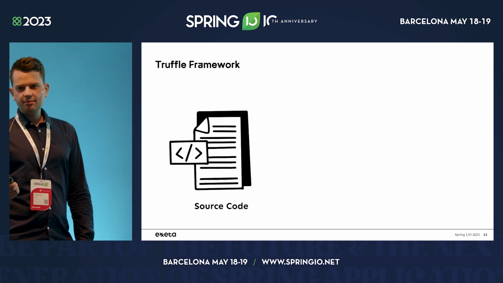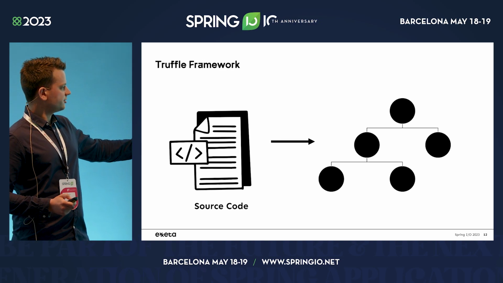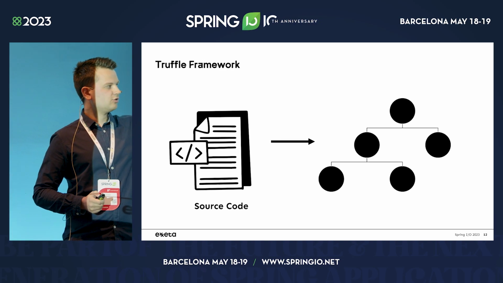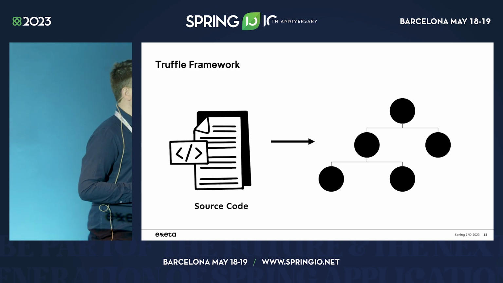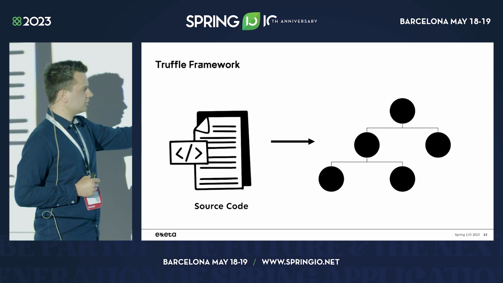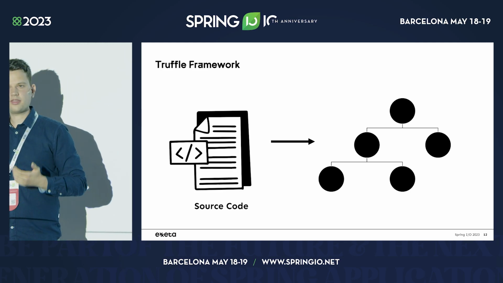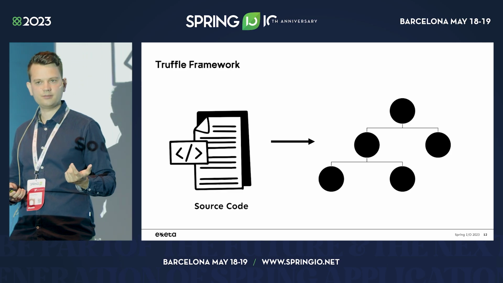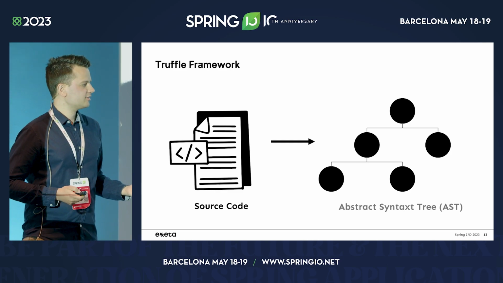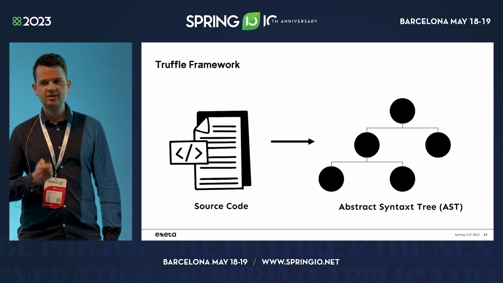In the next step, we transfer the source code into the data structure of a tree. And now we take Truffle to annotate the nodes in the tree so that the interpreter knows how to run the nodes in the tree. And the result is a so-called abstract syntax tree.